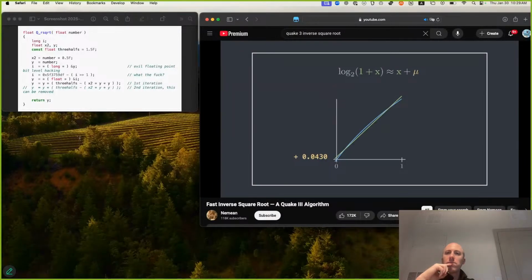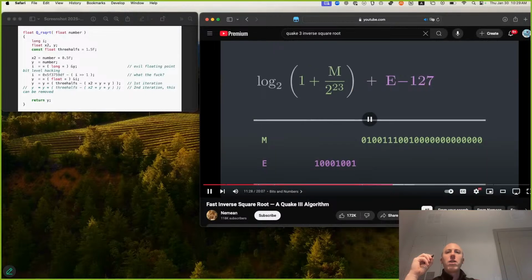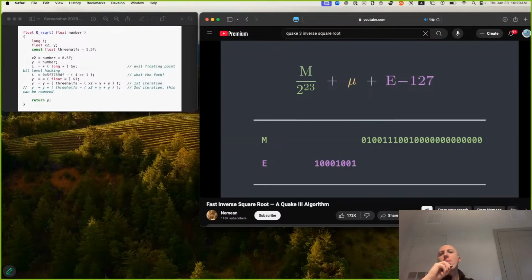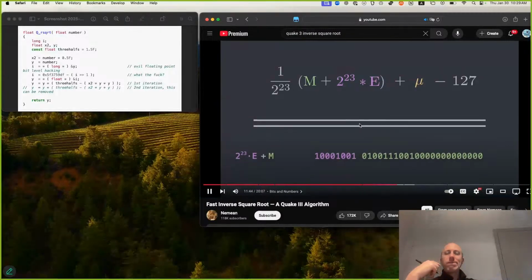So going back to our formula, we apply our trick, as m divided by 2 to the 23 is indeed a value between 0 and 1. We rearrange a little bit more, and we finally see why we did all those calculations. M plus e times 2 to the 23 appears. That's our bit representation.